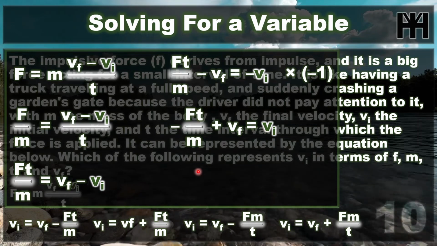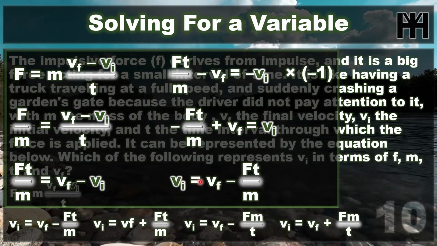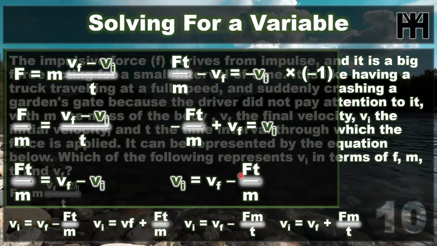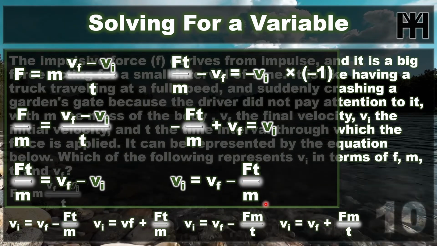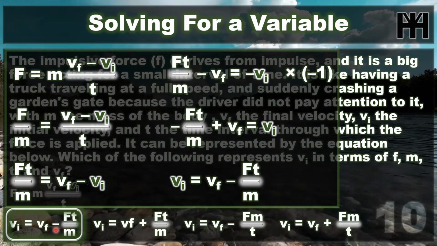Okay, let's just rearrange them to make them look better. So it's vi equal vf, here it's positive, minus Ft over m. Let's see whether it matches any one of the choices here. Yes, it matches this one.